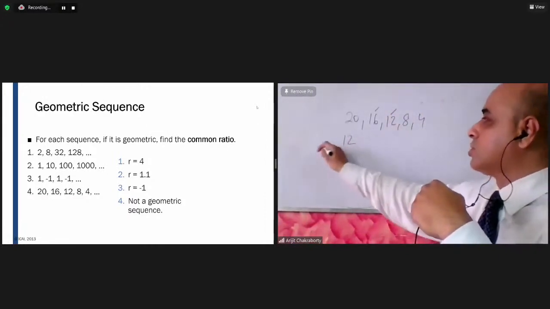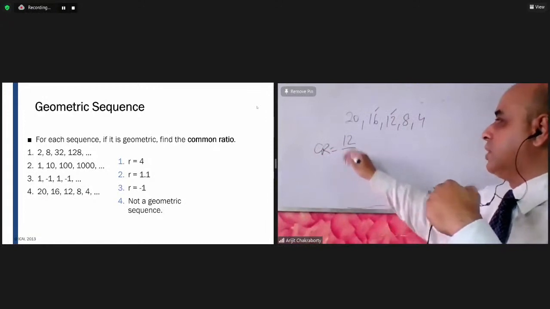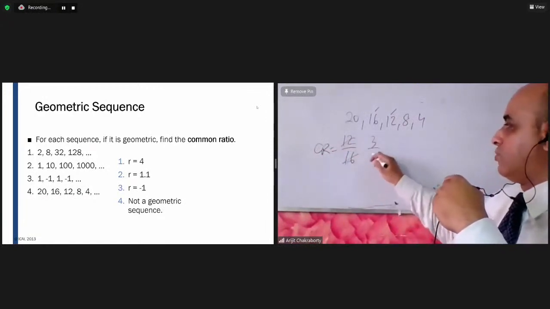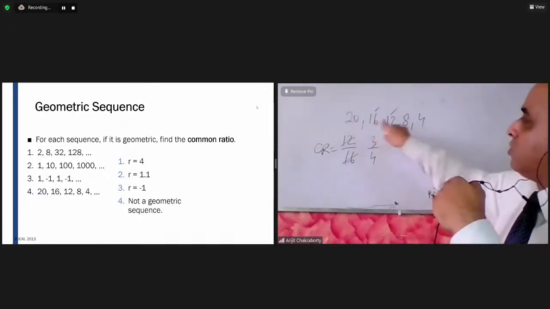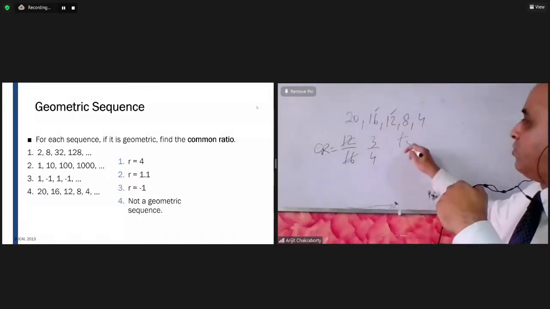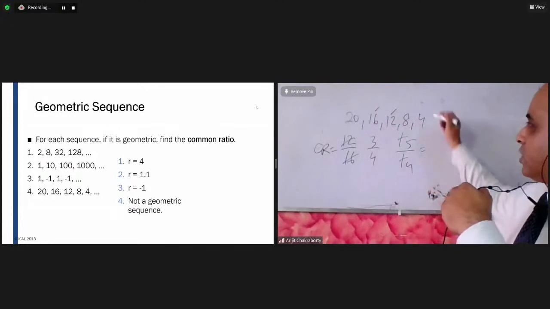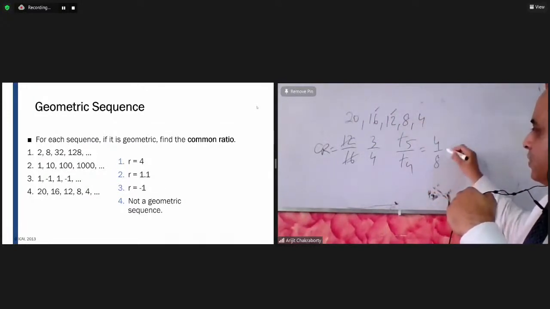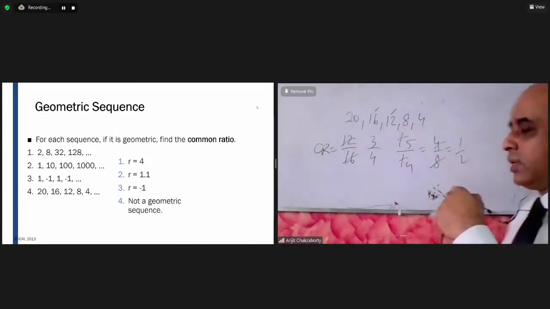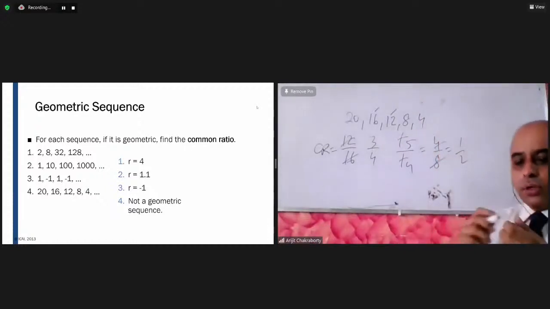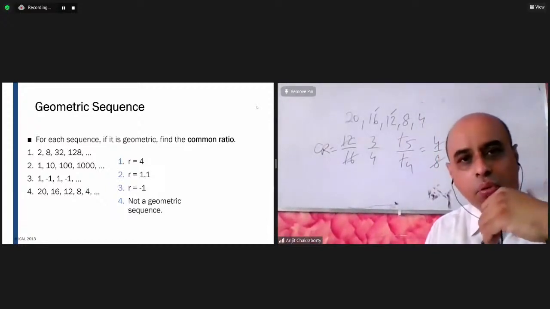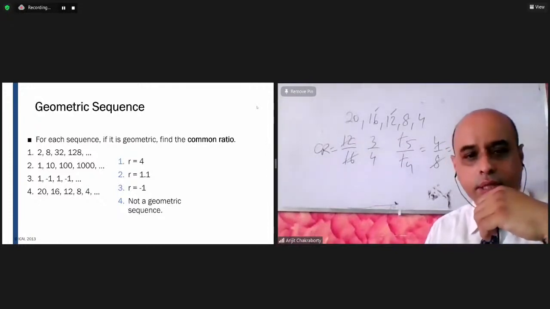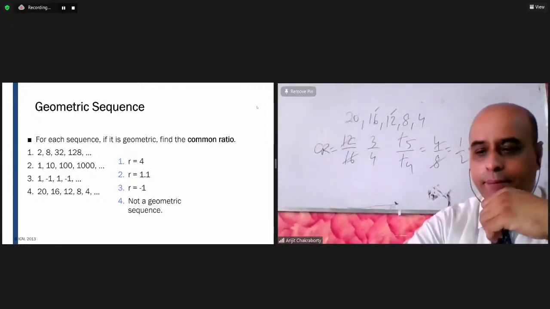Let us take term 3 and term 2. The ratio becomes 12 by 16, that is 3 by 4. If I take term 5 by term 4, this becomes 4 by 8, which is half. That means the common ratio is not equal. In this example, the common ratio is not equal. Therefore, this is not a geometric sequence or a geometric progression.